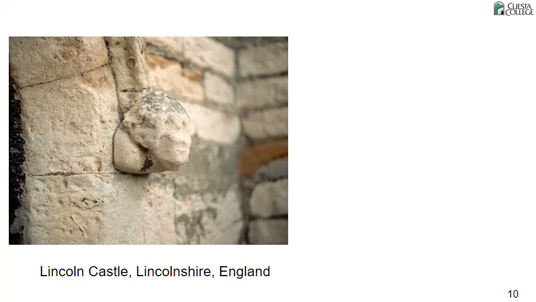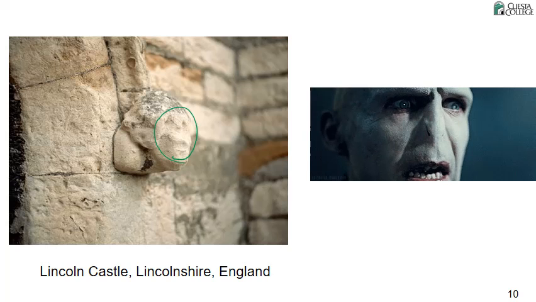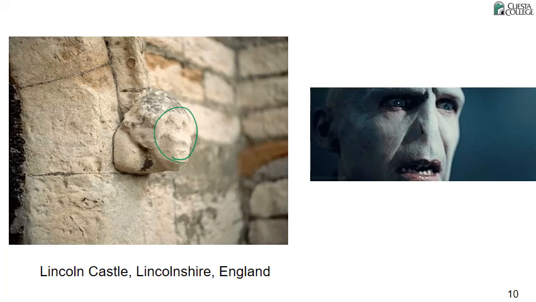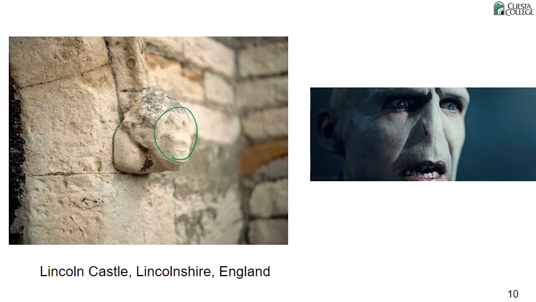Before the explanation, here's another castle figure. This one's in England, so it's not just a German problem. I'm guessing that whoever built this statue and created that face didn't know about this feature face. So I don't think he was trying to build Voldemort, but that's what it ends up looking like.